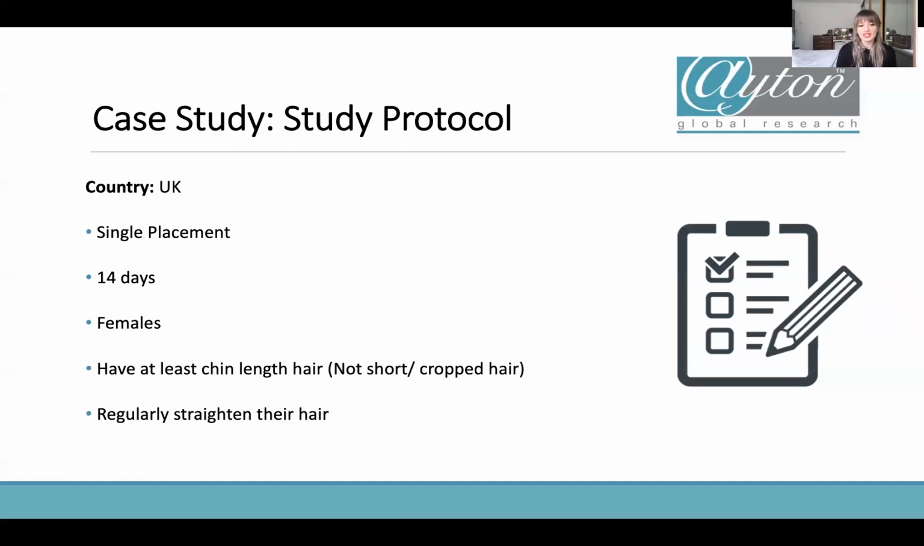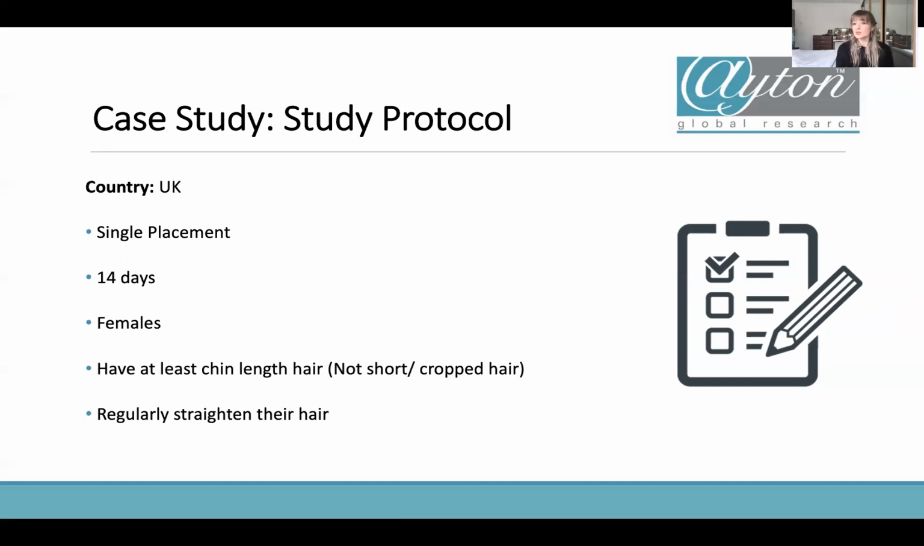We wanted to make sure they had at least chin length hair, so we could get a really good analysis of how straight the hair was. With short or cropped hair, you might not be able to see the smoothness of the product and things like that. We did gather before and after photos. Fortunately, I can't share them with you because they are the intellectual property of our clients.